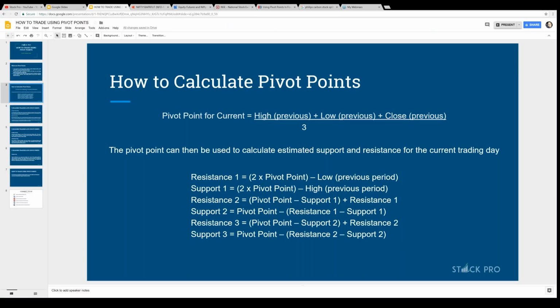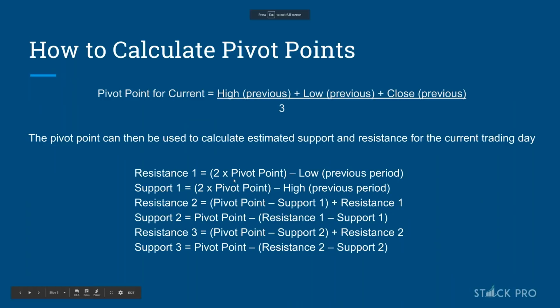So how do you calculate resistance? R1 is double the pivot point minus low of the previous period. Support 1 is double the pivot point minus high of the previous period. Resistance R2 is equal to pivot point minus support of the previous day plus resistance of the previous day, and so on and so forth. You have all the calculations here. Now, we are living in an era when we get everything so easily.